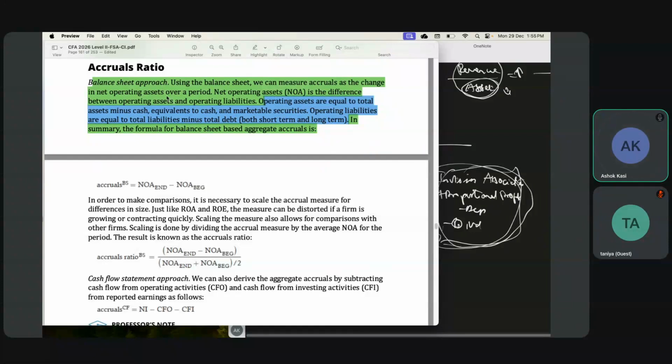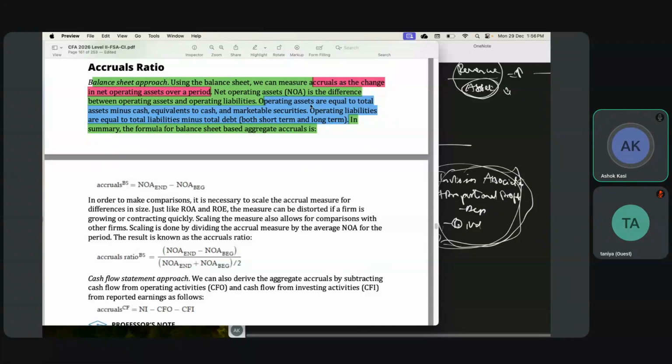Balance sheet approach. Using the balance sheet, we can measure accruals as the change in net operating assets over a period. Net operating assets is the difference between operating assets and operating liabilities. Operating assets are equal to total assets minus cash equivalent to cash and marketable securities.